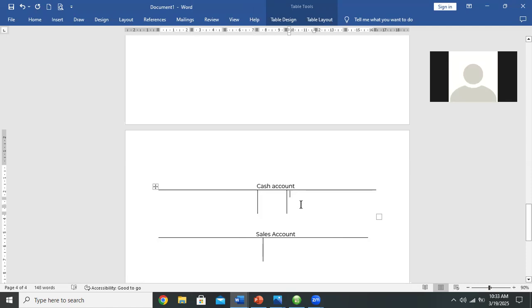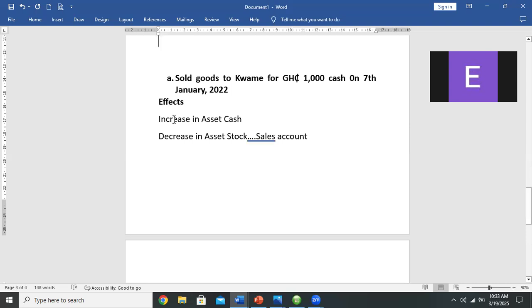So now, we have an increase in asset, cash, hence we open the cash account. And since asset is increasing, the principle says when asset increases, we debit. So it means that we are supposed to debit cash and then we'll credit the sales account, because in the stock there is a decrease. And when there's a decrease in asset, you credit. But here we credit the sales account and not the stock account. So let's do the debits and credits.